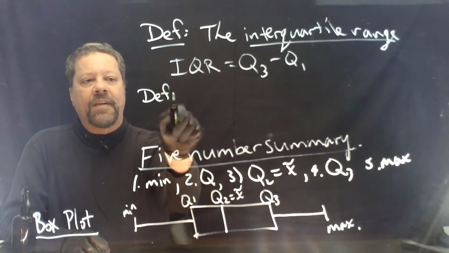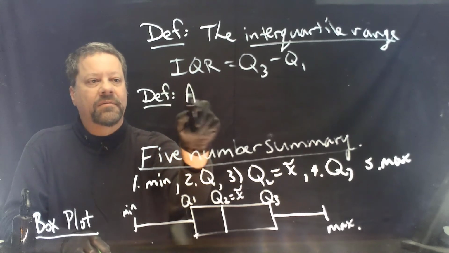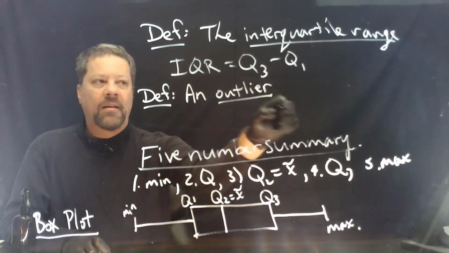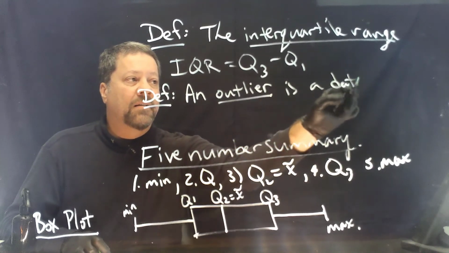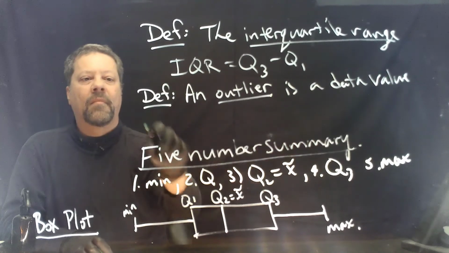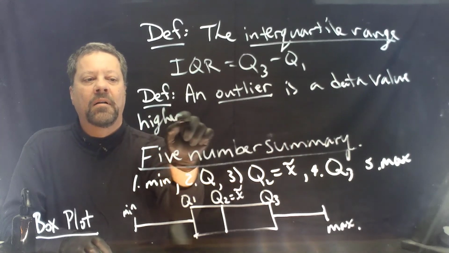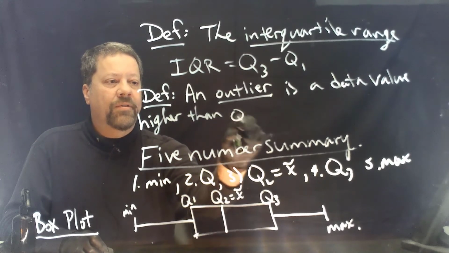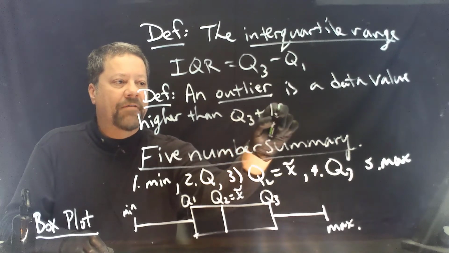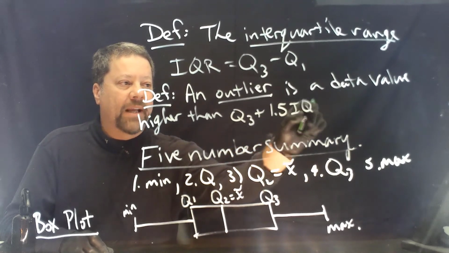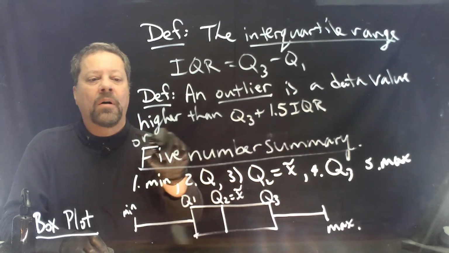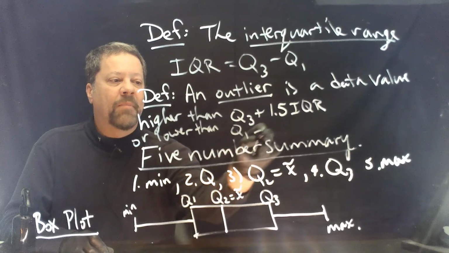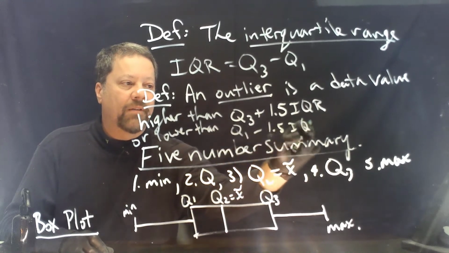This allows us to define another concept called an outlier. An outlier is a data value that is higher than Q3 plus 1.5 times the interquartile range, or lower than Q1 minus 1.5 times the interquartile range.